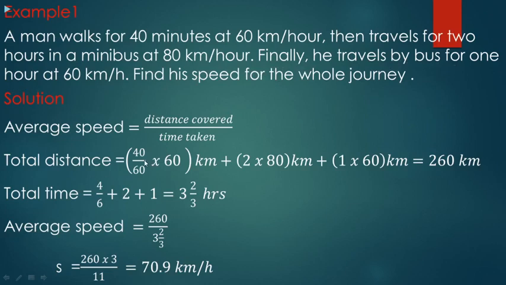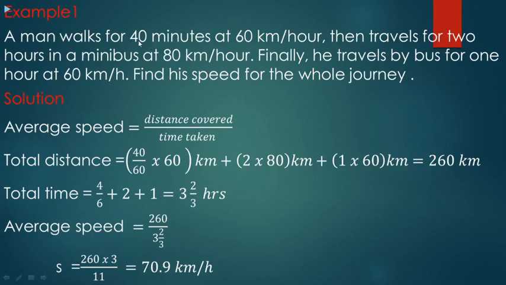Here you are required to find the speed for the whole journey. You see, the traveling was with different speeds and different times. And therefore, to find the average speed, we find the total distance covered over the total time taken. For us to get the total distance covered, we know that speed is equal to distance over time taken, meaning that distance is equal to speed times time.